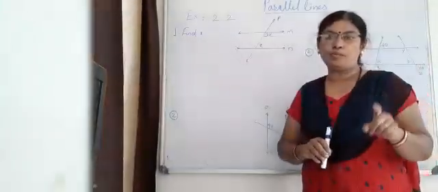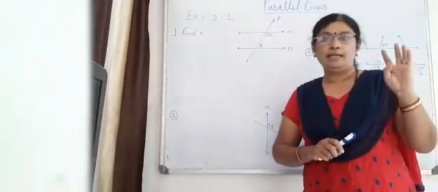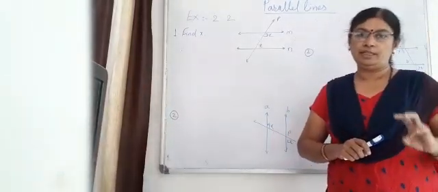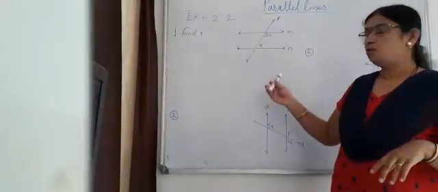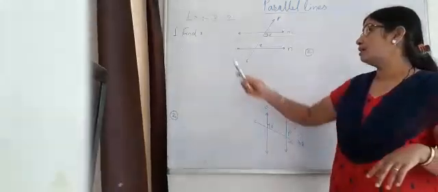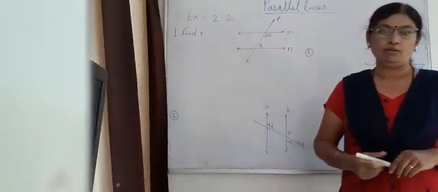Let's see exercise 2.2, which depends on the angles formed by the parallel lines. You have to use the properties: corresponding angles, interior angles, angles in a linear pair, and vertically opposite angles. These properties you have to use and find out the answer. Now in the first question, two angles are given, and you have to find out the value of x.